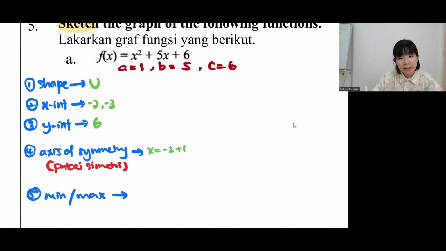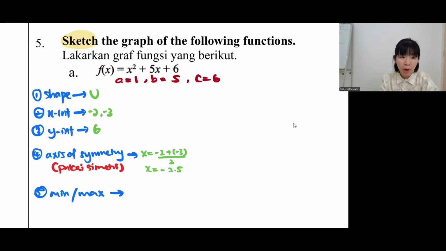Negative 2 plus negative 3, divided by 2. Add together, divide by 2. So x is negative 2.5. So later, when you sketch the graph, make sure the middle of the graph must be exactly at negative 2.5. Okay, last one. This question, minimum point or maximum point? It is a happy face. If it's a happy face, then it has the lowest point, so this is the minimum point.